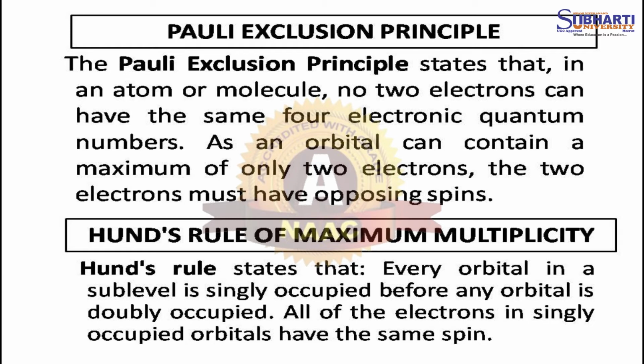Hund's rule of maximum multiplicity. Hund's rule states that every orbital in a sublevel is singly occupied before any orbital is doubly occupied. All of the electrons in singly occupied orbitals have the same spin.